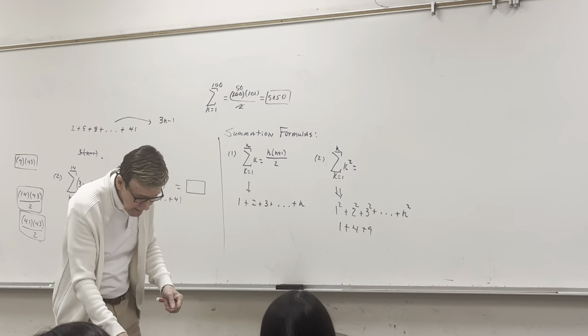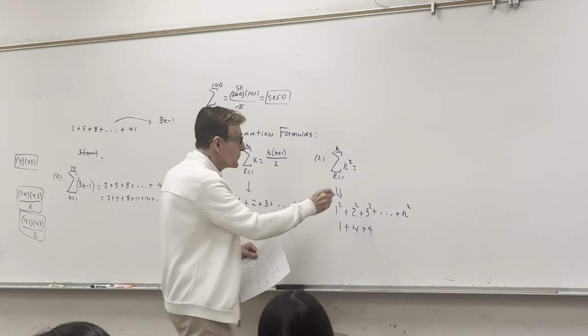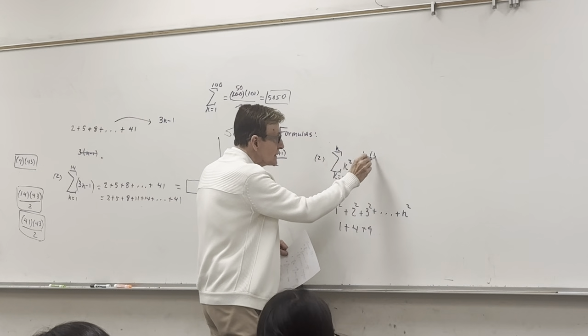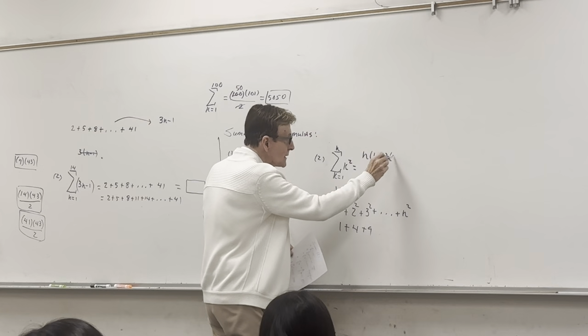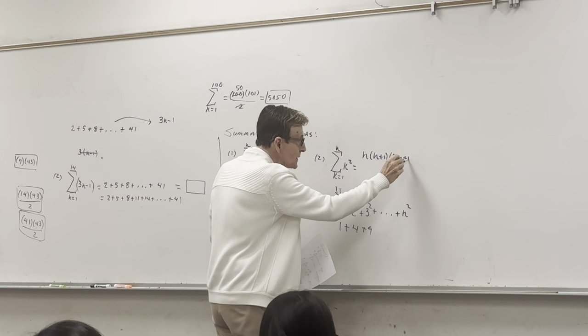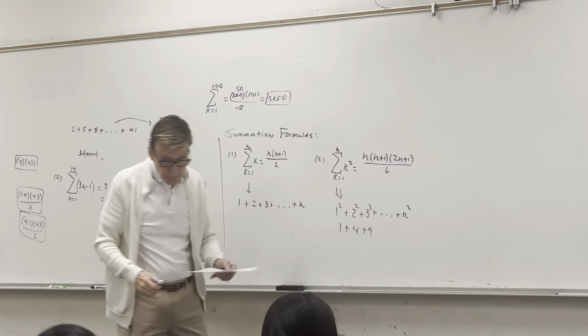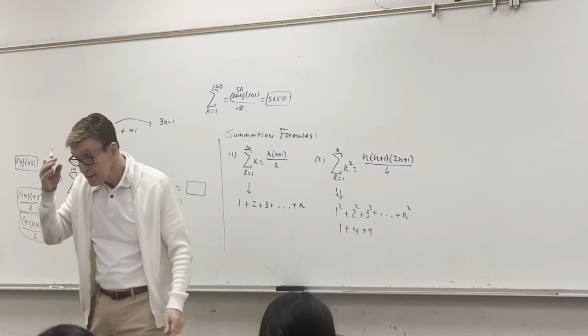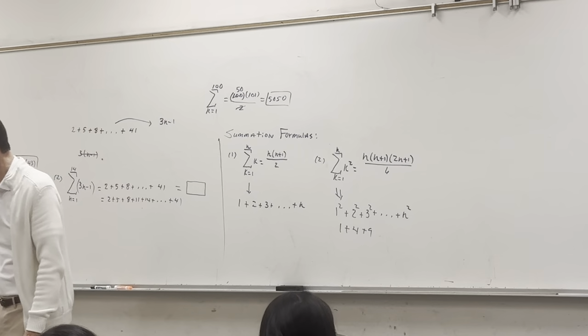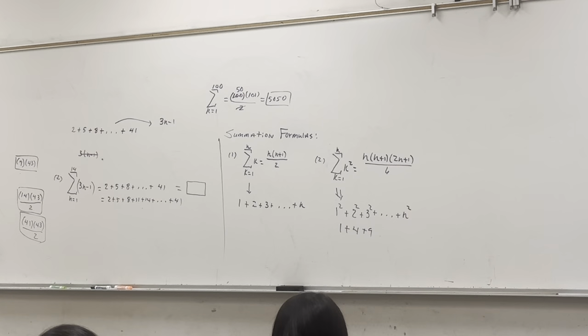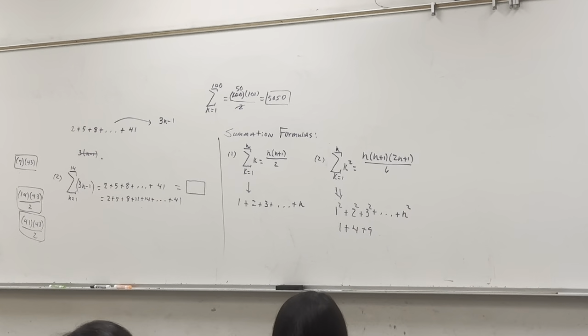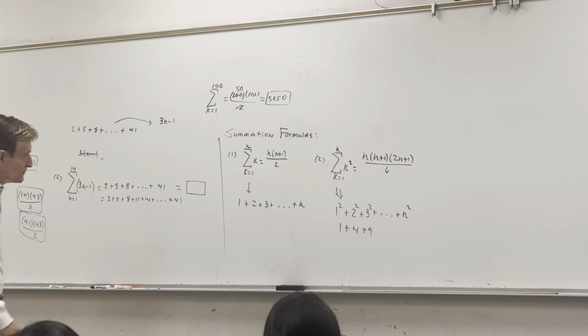Your textbook says have students do this. Here's the formula: n times n plus 1 times 2n plus 1, all over 6. We're going to test it, see if it works. There's only one more formula. The next formula is the easiest one of all. But this one, guys, looks a little strange.